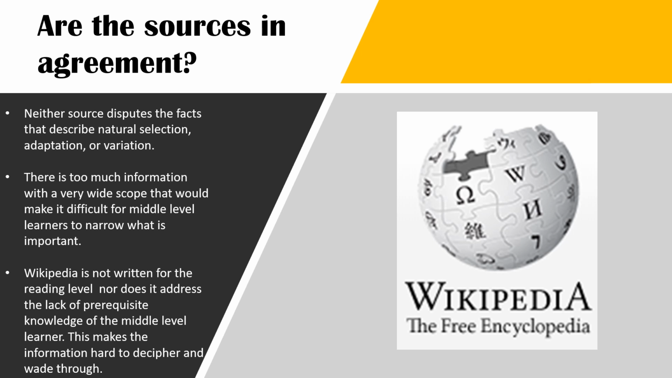And the last thing is Wikipedia is not really written for the reading level or for the fact that middle school students don't have a prerequisite knowledge of this topic, and so they really don't know where to start, and they don't know that number 5 named arms race really has nothing to do with what we're studying. So it would be very difficult for the middle school students to decipher and wade through this information.